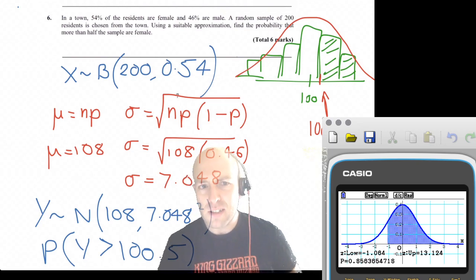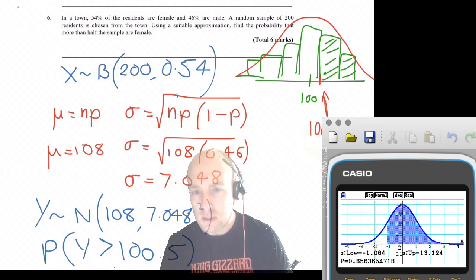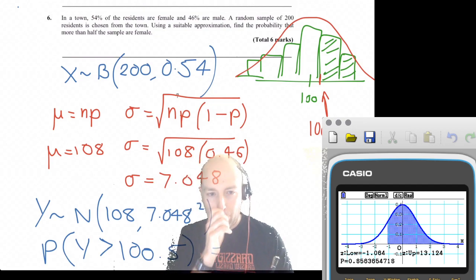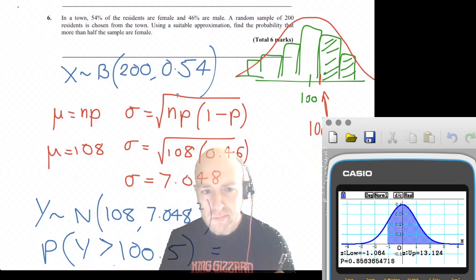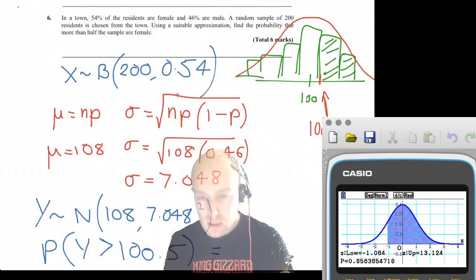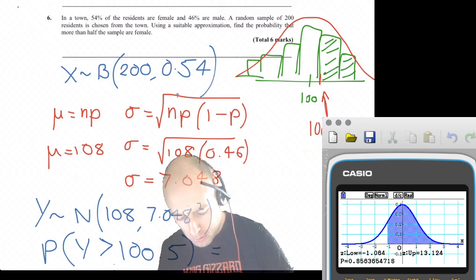See, my answer is slightly different to the mark scheme. I think that's because we've done it slightly more precisely, but I think they rounded their sigma, so yes, but we can do it like that. So we get 0.856.